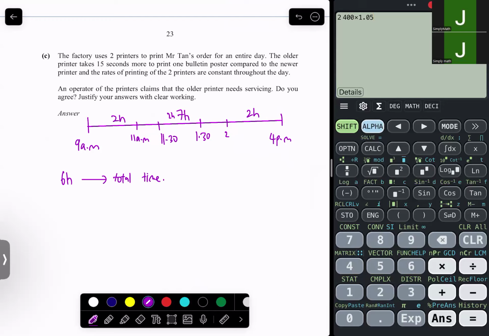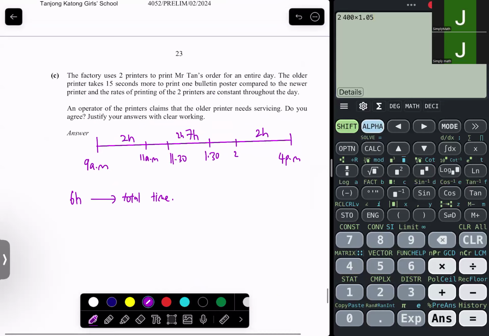Okay. Now let's say that it takes, okay, but they didn't say the rate of printing is consistent throughout. Okay, 6 hours of printing time, that would be 21,600 seconds of printing. Okay.